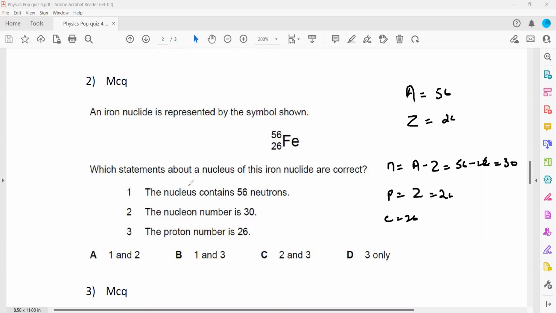Now we have to check which statement is correct. The nucleus contains 56 neutrons. No, the nucleus contains 30 neutrons and the nucleon number is 56, but not the neutron number. The nucleon number is 30. That's also wrong. The nucleon number is 56 because this number is the nucleon number. And the proton number is 26. So there are 26 protons. That's why D is the right answer.